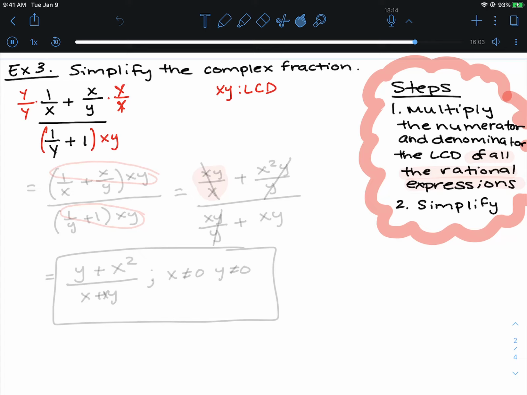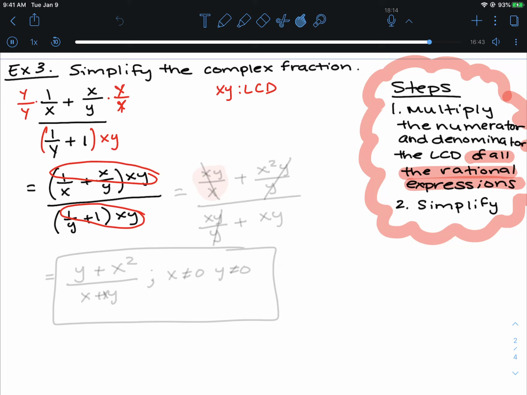Okay? So that right there is going to be my least common denominator of all of them. Okay? That's what it says here. Of all the rational expressions. Okay? So if I rewrite this, I'm going to get 1 over x plus xy times xy, the least common denominator, over 1 over y plus 1 times xy. So now we're going to go ahead and distribute this using the distributive property. Now, do keep in mind that when you're multiplying fractions with whole numbers, you literally just have to multiply it to the top. So I'm going to multiply this and distribute this just to the numerators right here.